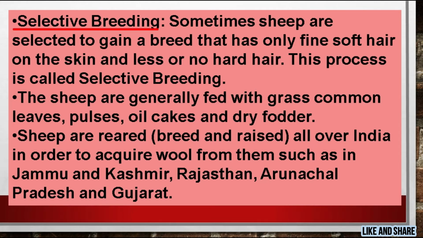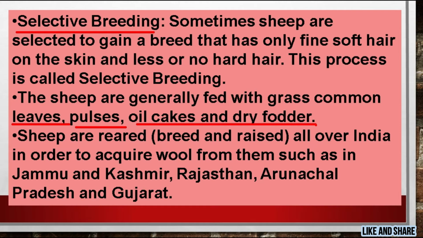Now students, as you can see here the heading, selective breeding. To get the best quality of wool, it is first necessary to select the best quality of wool yielding parents, and this process of selecting parents in order to obtain good quality wool in their offspring is termed as selective breeding. In this process the sheep are taken out for grazing, and they are also fed on a mixture of leaves, pulses, oil cakes and dry fodder. Once the reared sheep develops a thick growth of hair, the hair is shaved off for getting wool.